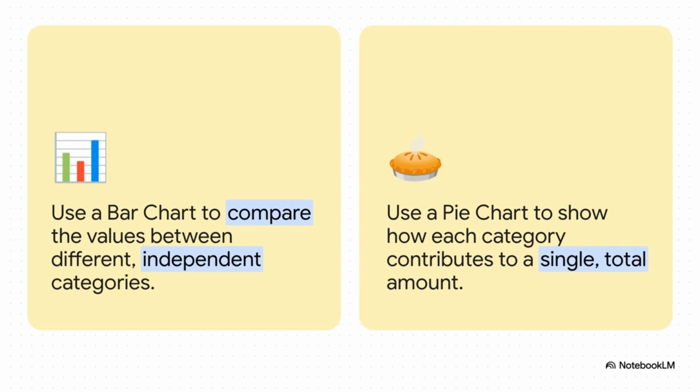But wait a minute, what about the pie chart? Everybody loves a pie chart, right? Well, it's easy to get them mixed up, so here's the key difference. You use a bar chart when you want to compare different, separate things, but you use a pie chart when you want to show how each of those things makes up a part of one single total. In other words, the slices of the pie.